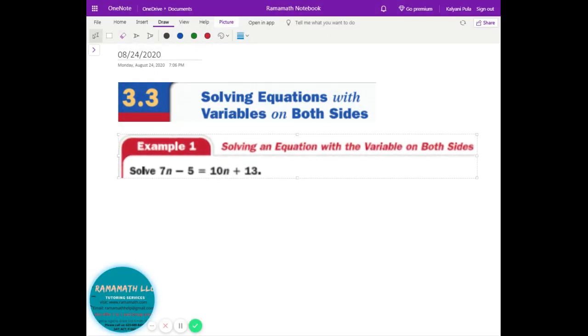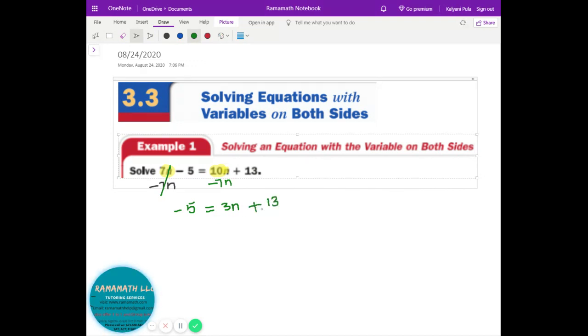Out of these two, the first variable is right here, and then this one. So the term with the variable, out of these two, the smallest one is 7. So I'm going to take away 7n here, and then take away 7n here. So you end up with negative 5, that's 3n, because 10 minus 7 is 3, but n, plus 13.